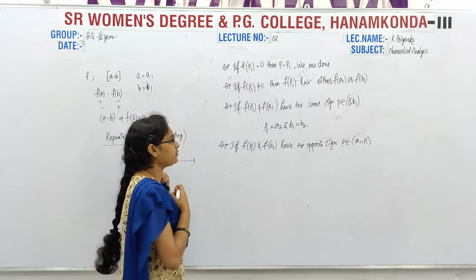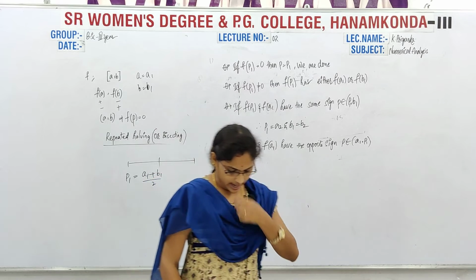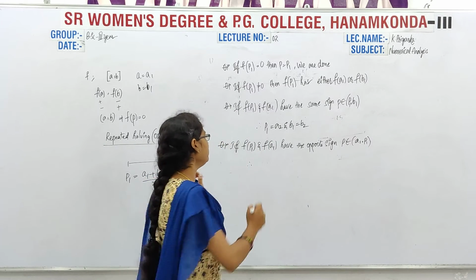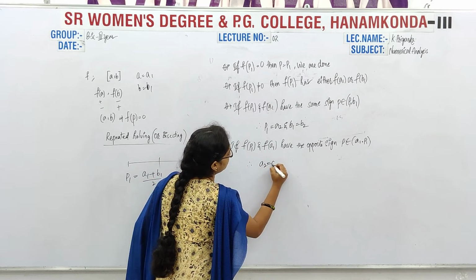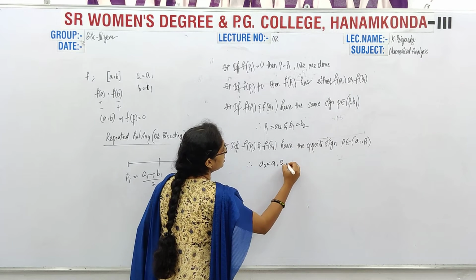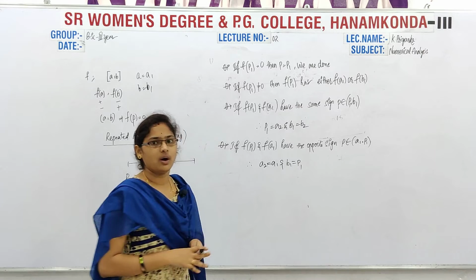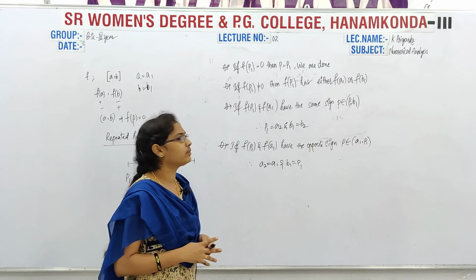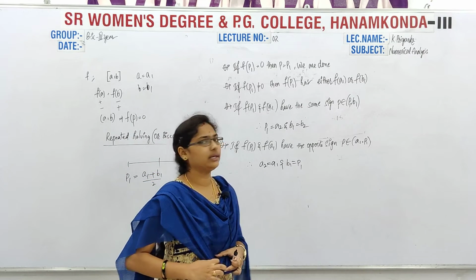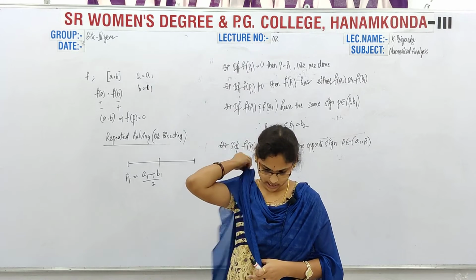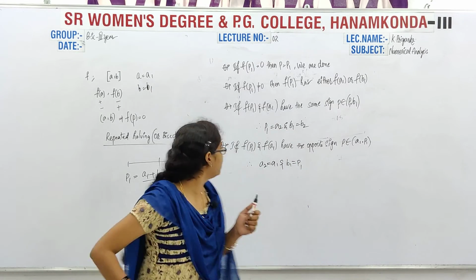Therefore, what we have to write down is A2 is equal to A1, and what we have to consider is the value of B2 is equal to P1. So these are the main points you have to remember. And now here I will take a small example to understand easily. Now see clearly.